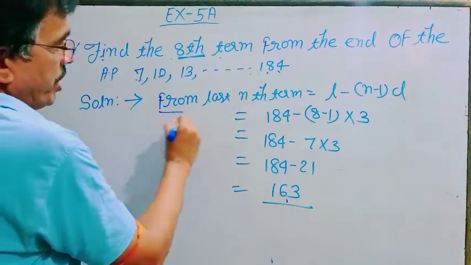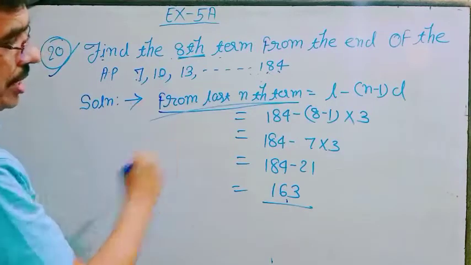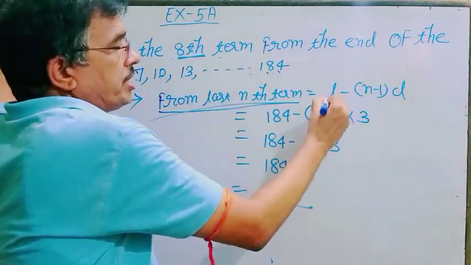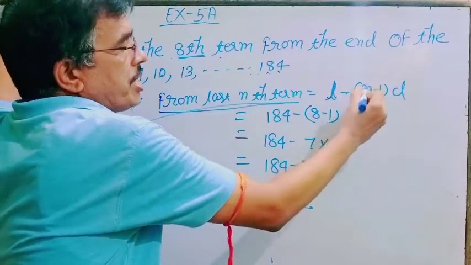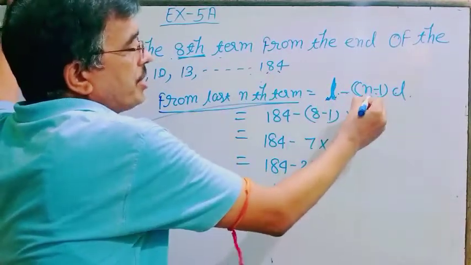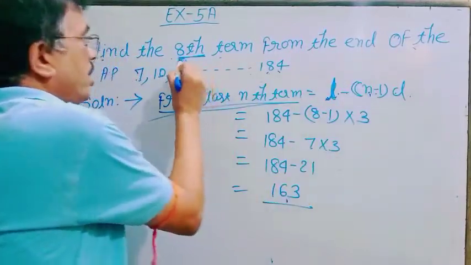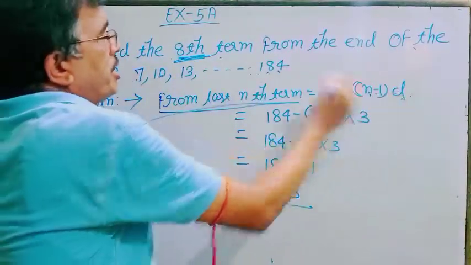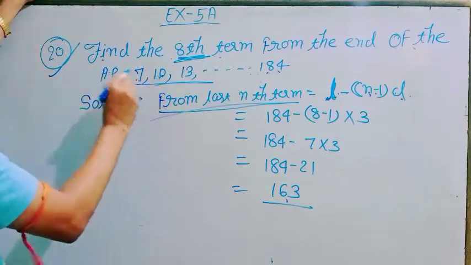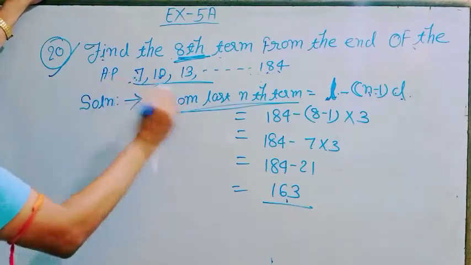The formula in the AP, from the last term you can find any term: the nth term from last is equal to L minus n minus 1 into D. L means last term, n means what number is asked in your question, that is the 8th term, and D is the difference of the AP, and the difference is always T2 minus T1. So 10 minus 7 is 3.